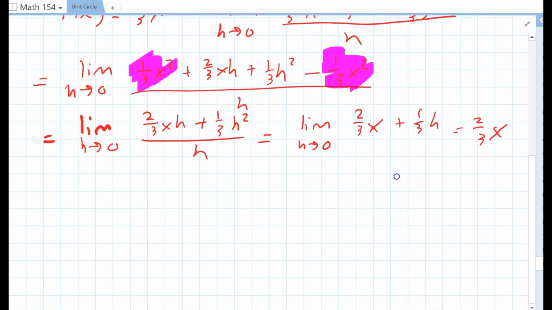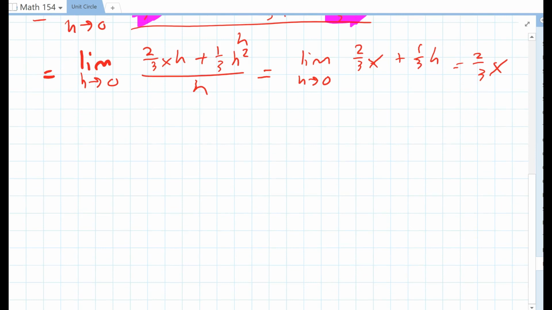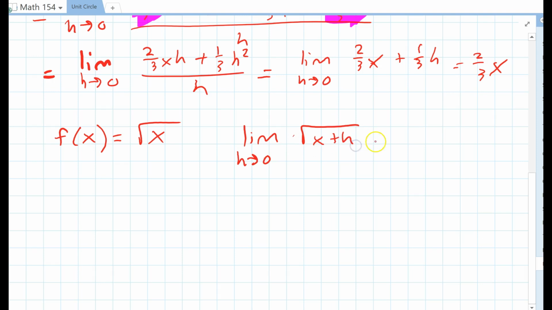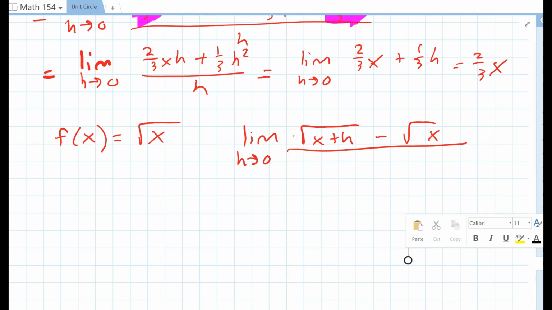So there are some good examples of different functions using the factor and cancel method. But let's do one using the rationalizing method. Here we've got f of x equals the square root of x, and we want to find the derivative. We want to find a formula for the derivative of this function at any point on the graph. So again, this would be the limit as h approaches 0 of the square root of x plus h minus the square root of x all over x plus h minus x, which is just h.